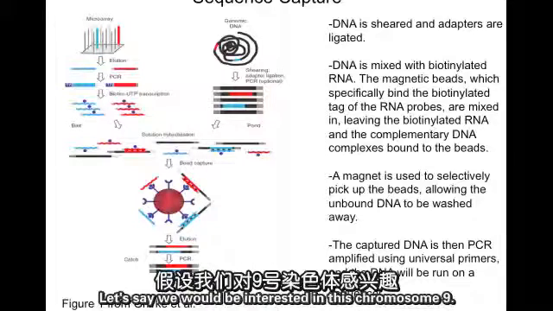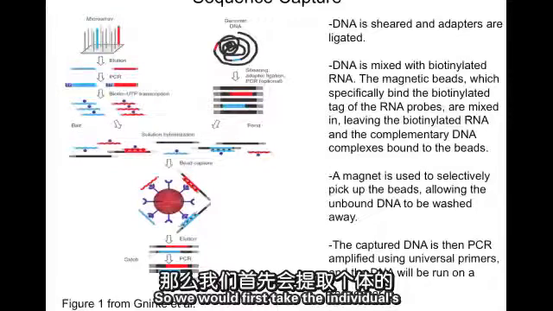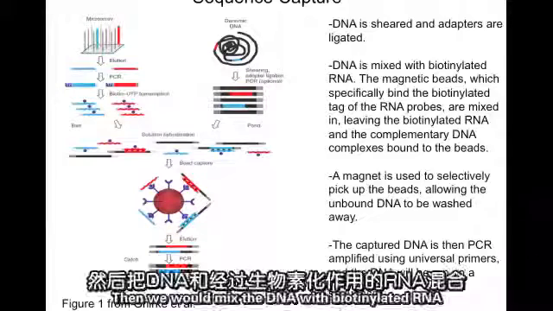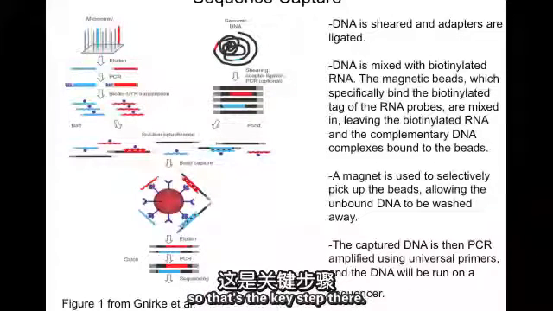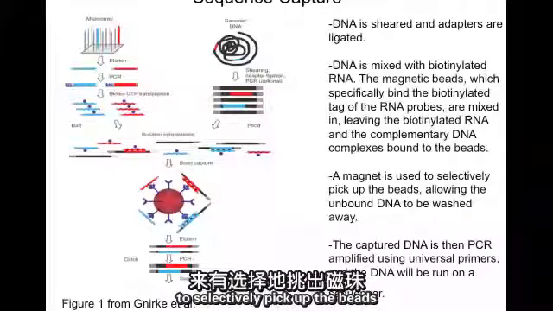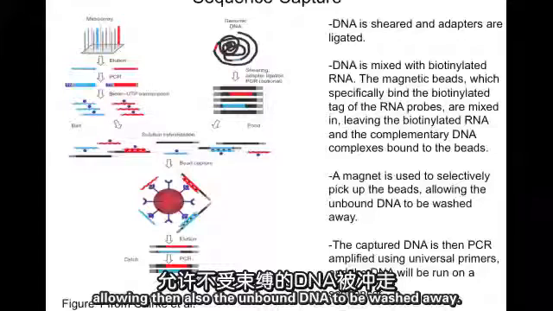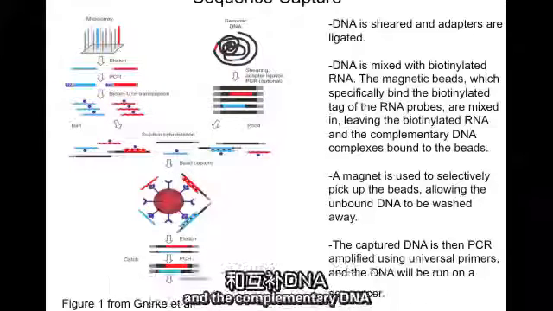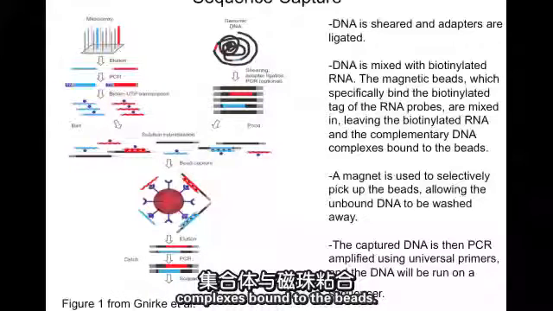Let's say we would be interested in this chromosome 9. So we would first take the individual's DNA, shear and ligate the adapters. Then we would mix the DNA with the biotinylated RNA. So that's the key step there. And then finally we would be able to use the magnet to selectively pick up the beads, allowing then also the unbound DNA to be washed away. So now we have there the biotinylated RNA and the complementary DNA complexes bound to the beads.